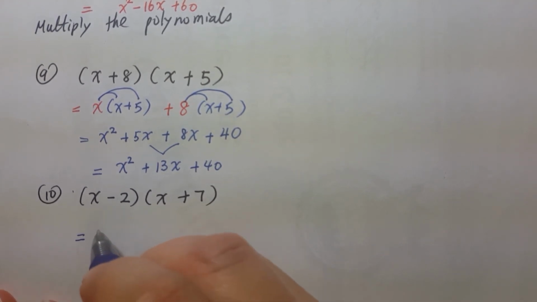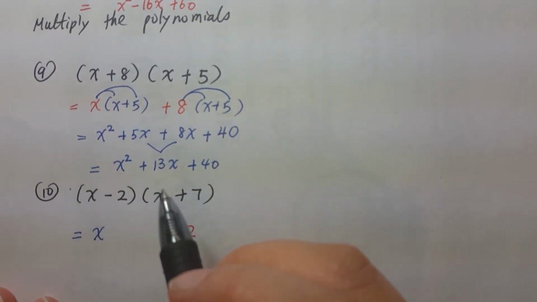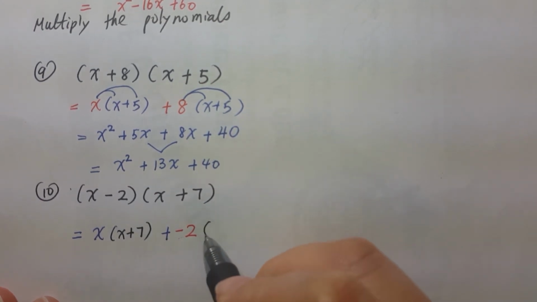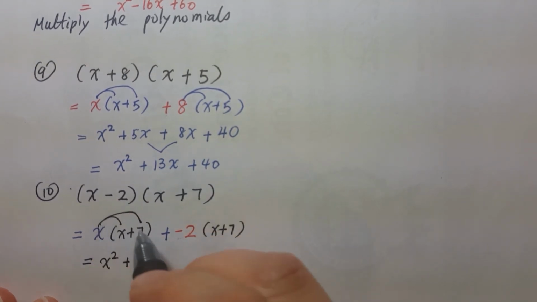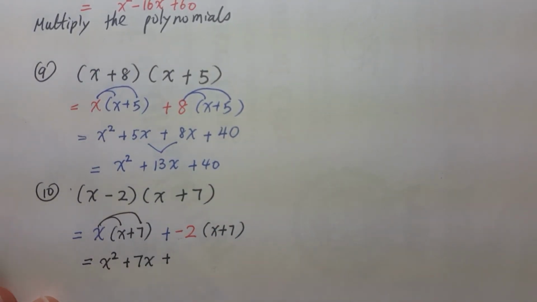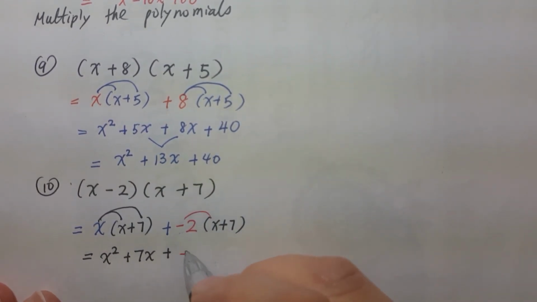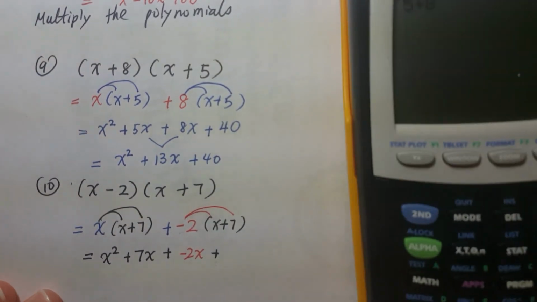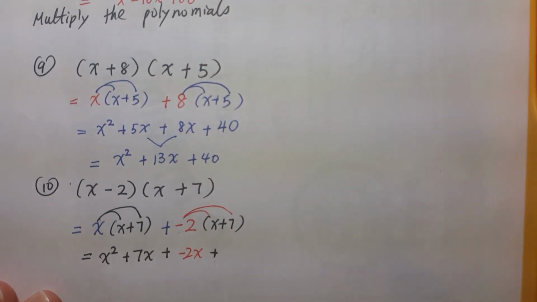Number 10, you're going to break the first one, x plus negative 2. Now each will multiply the x plus 7. Now x times x is x squared plus sign. X times 7 is 7x plus sign. So now we're going to do negative 2 times x. You got negative 2x, and there was a plus sign, so write down plus sign. And now we're going to do negative 2 times 7. So you're going to use a calculator, negative 2 times 7.